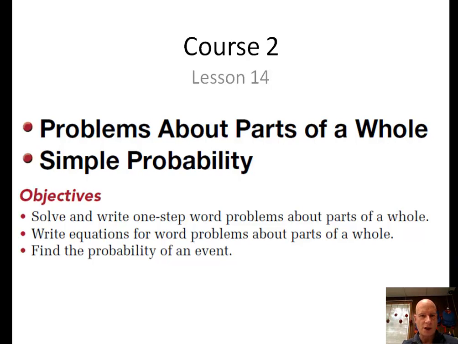Welcome to Lesson 14 of Course 2. This lesson deals with problems about parts of a whole. It also deals with just simple probability. We're going to solve and write one-step word problems about parts of a whole. We're going to write equations for word problems about parts of a whole. And then we're going to find the probability of a simple event.